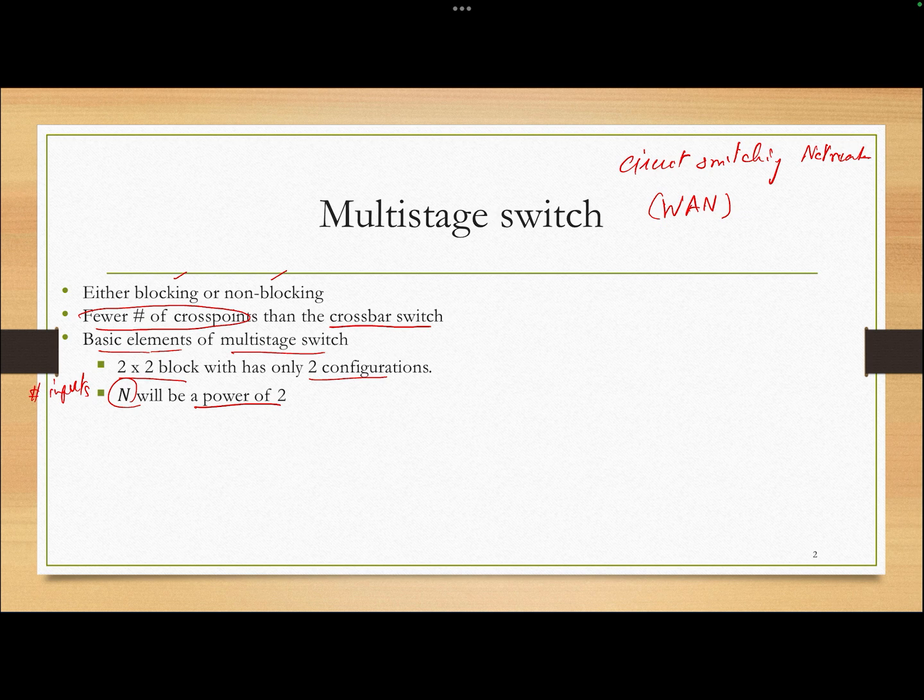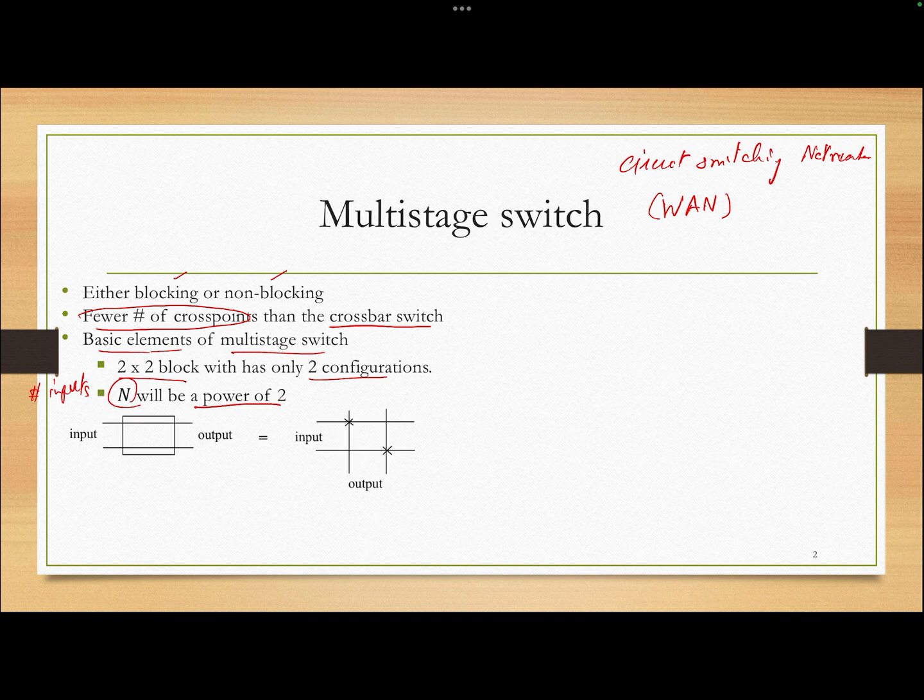But the 3x3 or the 4x4 or 5x5 can be used to check your understanding. So maybe think about that. If you have different building blocks, how do you calculate the number of cross points? How do you make connections, something like that?